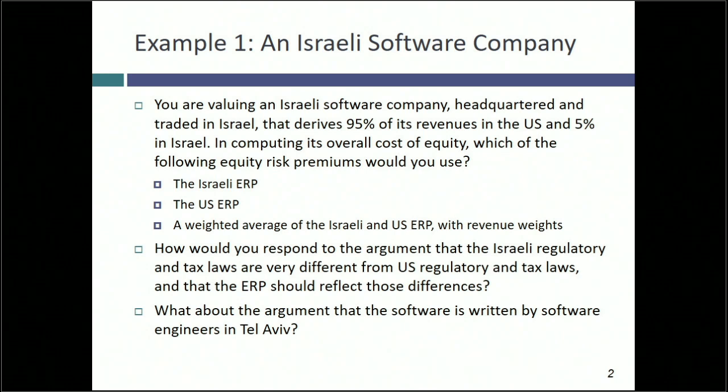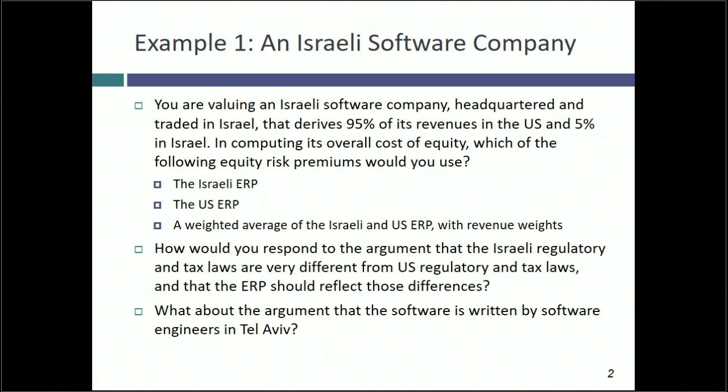I'm going to give you some choices, and you tell me which one makes the most sense. You could use the Israeli equity risk premium, saying it's headquartered and traded in Israel. That's what I'm going to use. If that's a choice you'd make, I hope you make that your choice. The second is you can say, look, it gets most of its revenue in the US, might as well just use the US equity risk premium, or a weighted average of the two. This is a slam dunk question because I've worked really hard to set up the choices. How many of you would use the Israeli equity risk premium simply because it's headquartered and traded in Israel?